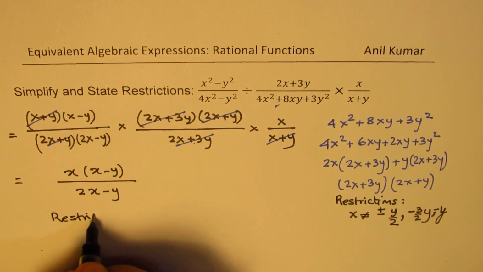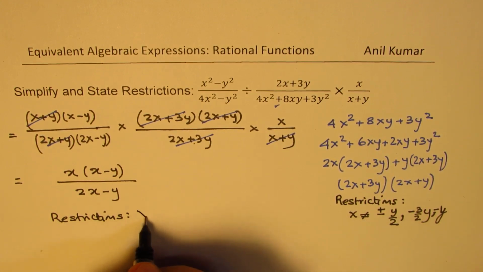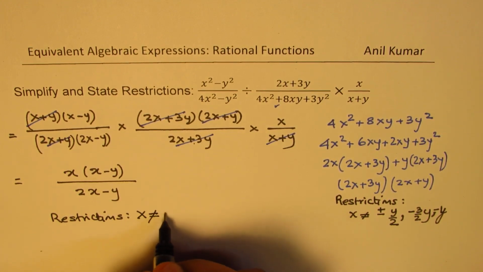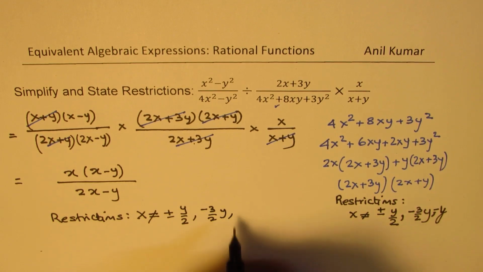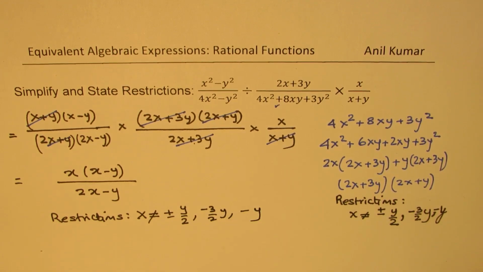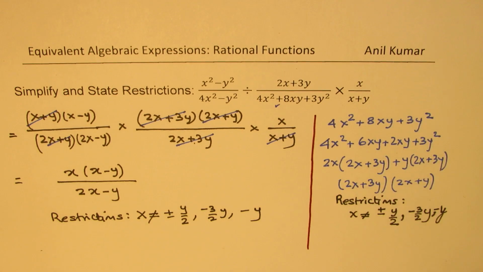Let me rewrite. So we are writing x in terms of y. X is not equal to plus minus y by 2, minus 3y by 2, and minus y. Do you see that? So that is how we should be answering such a question. I hope this helps to understand the concept.